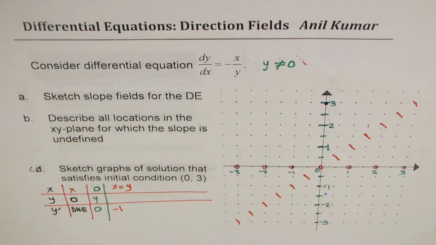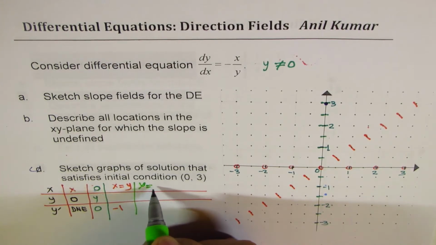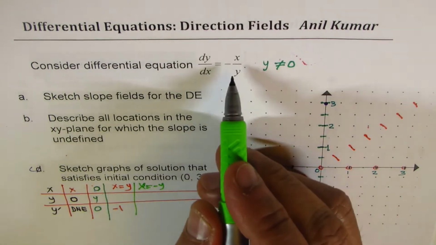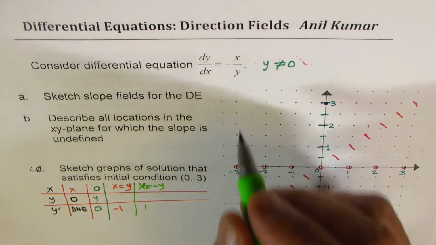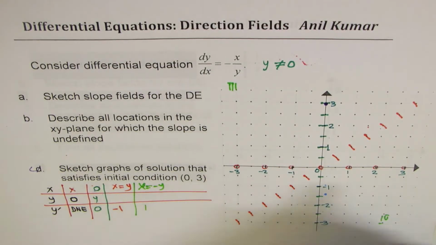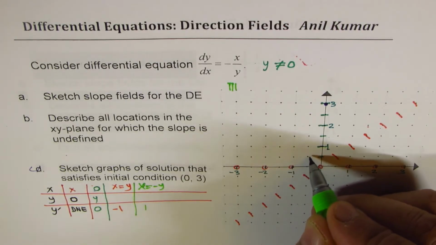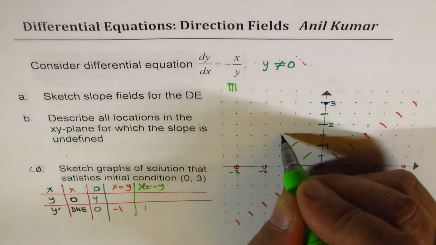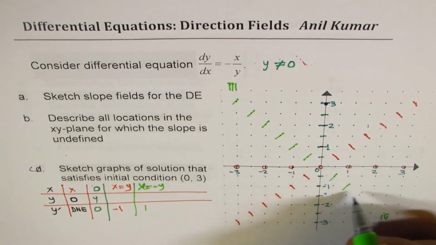Correct? Now what happens if x equals minus y? If x equals minus y, then we have a plus 1 slope, right? So x equals minus y means we are in quadrant 2 or 4. They are like negatives of one another. So here it is going to be positive 1. So we could draw these with positive 1 slope. Correct? So all these are positive 1.